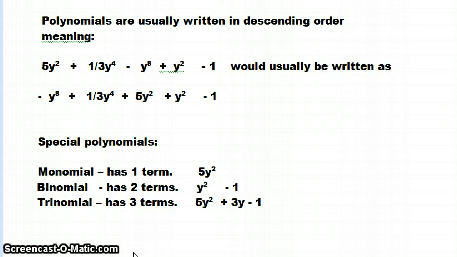There are certain polynomials that have special categories. A monomial has one term. A binomial is like a bicycle. It has 2 terms, and a trinomial, like a tricycle, has 3 terms.